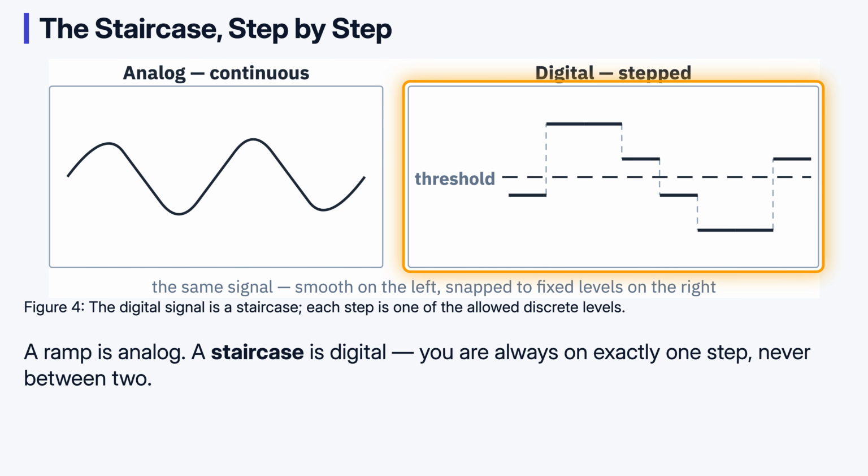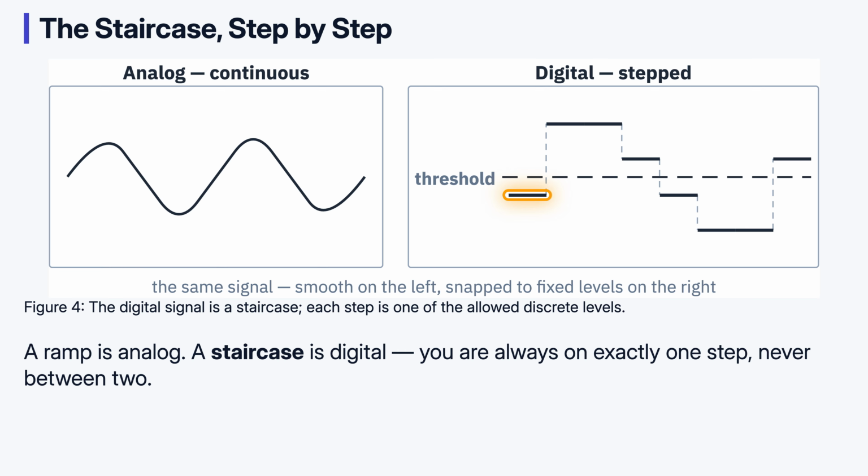Let's walk up the digital staircase one step at a time. At the first step, the signal holds 1 fixed level. At the second step, it has jumped up to the next allowed level. Third step, it holds that new level steadily. Fourth step, another clean jump. Fifth step, notice there is nothing between the steps. Sixth step, the signal is never halfway up. Seventh step, still snapping to an exact level. And the 8th step here on the right.